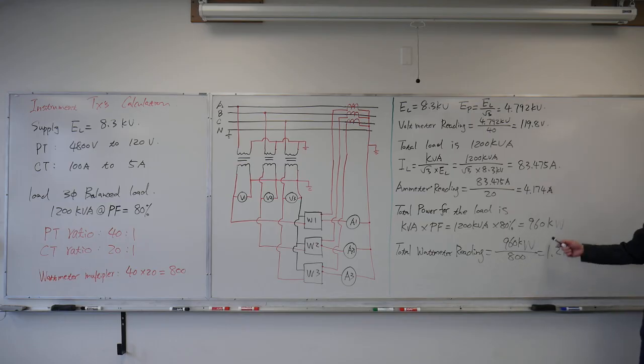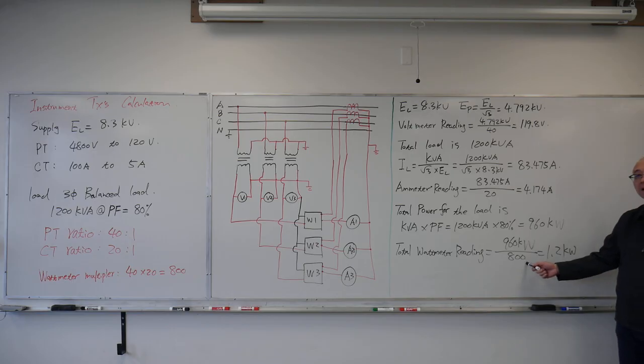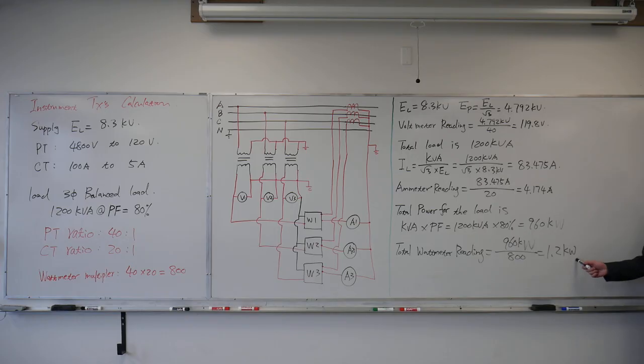The total wattmeter reading is equal to the total primary power divided by the wattmeter multiplier. So I have 1.2 kilowatts for the total wattmeter reading. It's a three-phase balanced load, so you might think each wattmeter reads 1/3, but it's not exactly that way because of the power factor. The wattmeter readings might be slightly different, but we know the total power is 1.2 kilowatts.